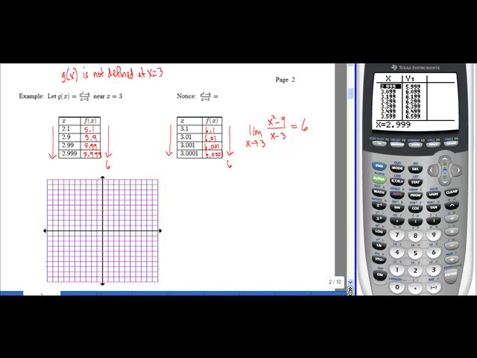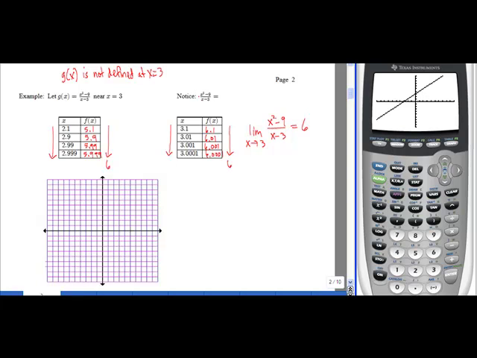Now let's do a graphical approach. So let's take a look at what the graph of this looks like. We already have it typed into our y equals, so if we go ahead and we hit graph, here's what we see. Now this might look a little strange because what you're looking at right here appears to be just a line. And let's figure out why that might be.